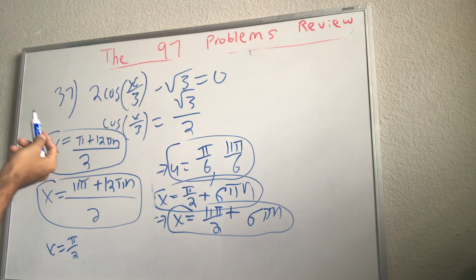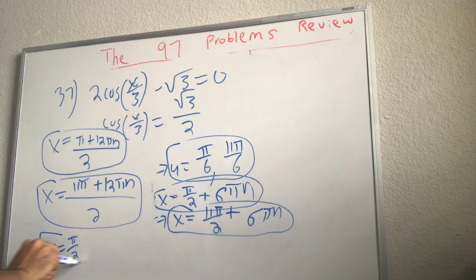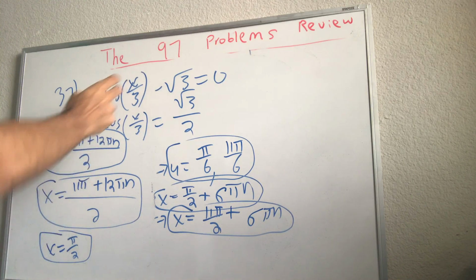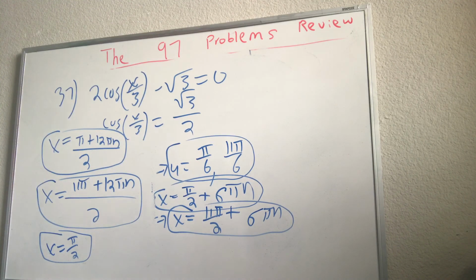So within our defined restrictions, for question number 37, our solution set is just x is equal to pi over 2. And obviously you can plug this in and see if you get 0 as your answer.